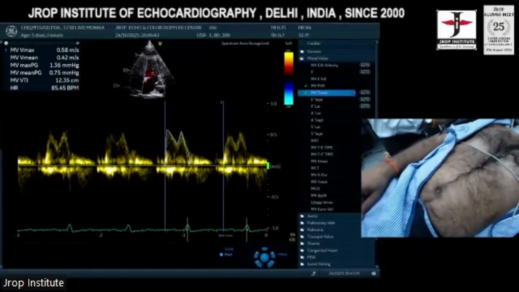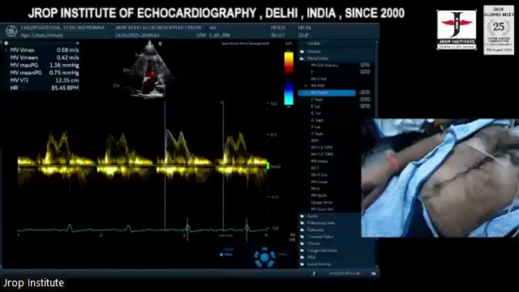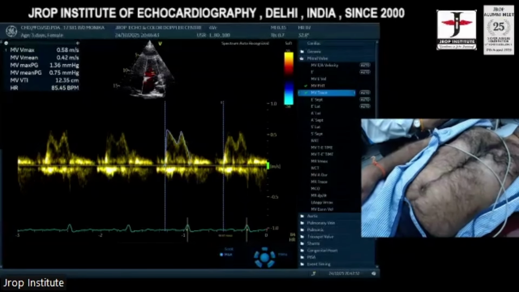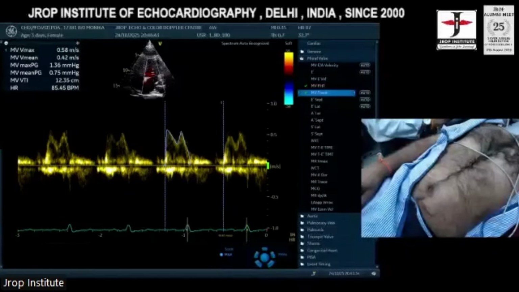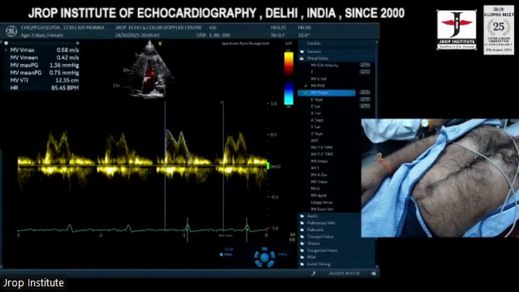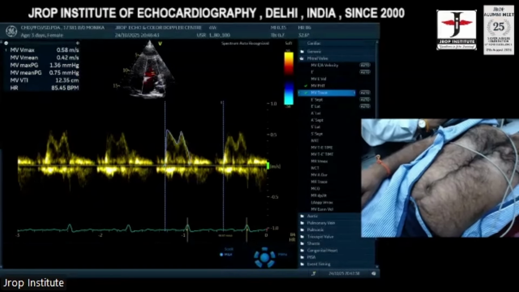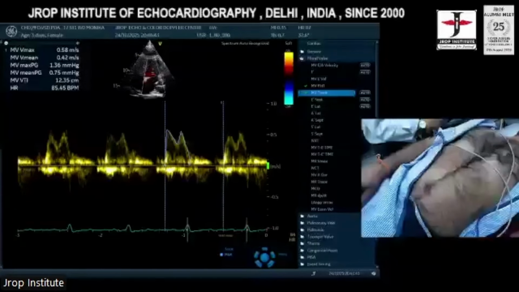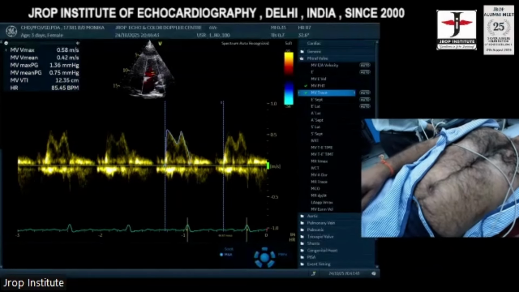Whenever we have a stenotic lesion, when by my pulse wave Doppler my velocity is more than 1.3 meters per second in the mitral valve, or more than 1.7 meters per second in the aortic valve, then I switch over to continuous wave Doppler and calculate peak and mean gradients.